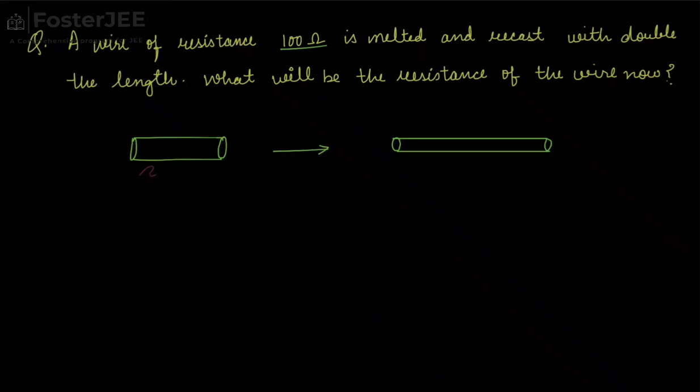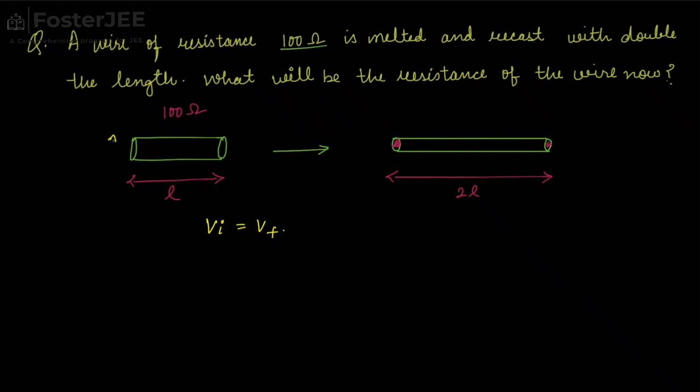Suppose we have this wire initially which has the length L and its resistance is 100 ohm. Finally, the length becomes twice of L. But we can see if we increase the length, then the cross-sectional area has to decrease. But volume will always remain constant because mass can neither be created nor be destroyed. And hence, we will equate initial volume to the final volume.